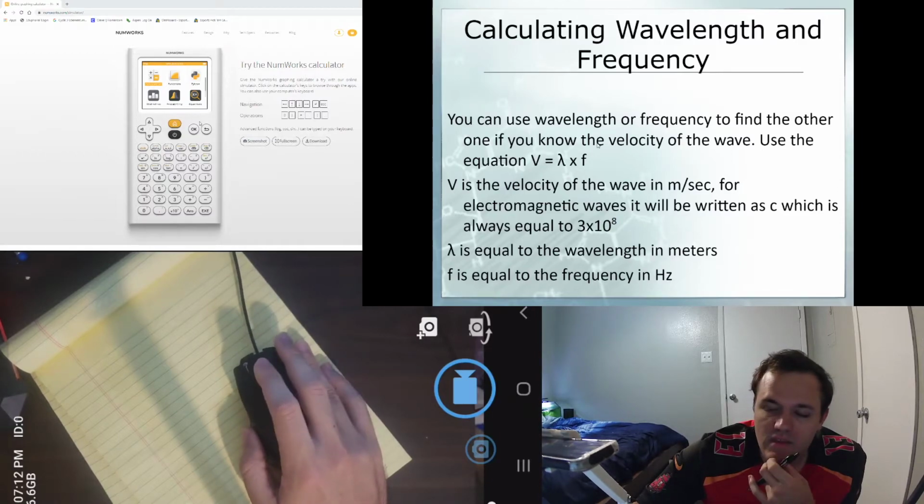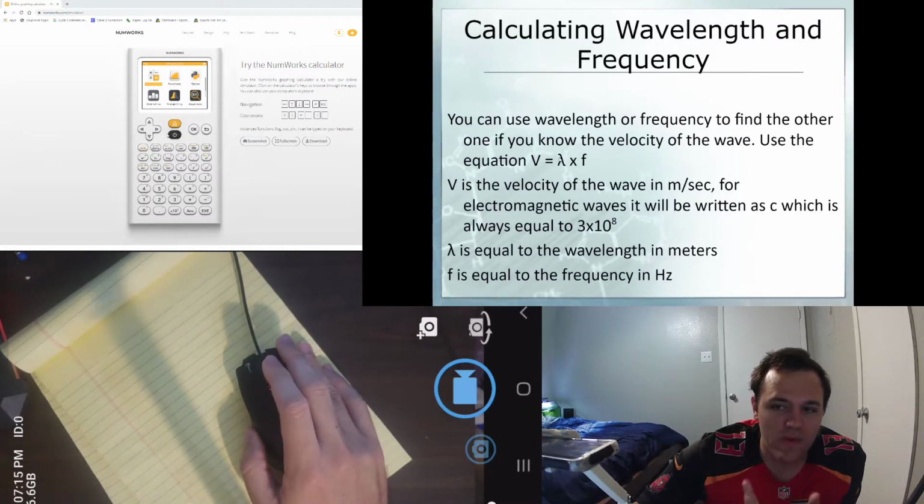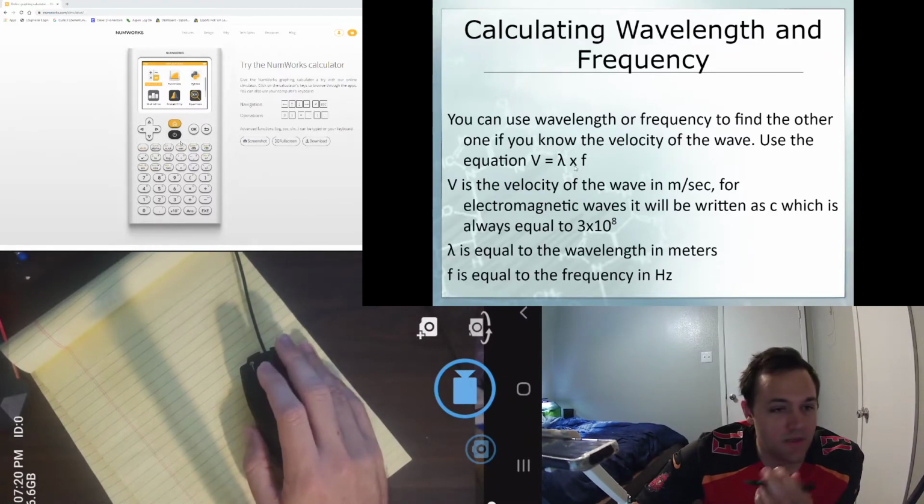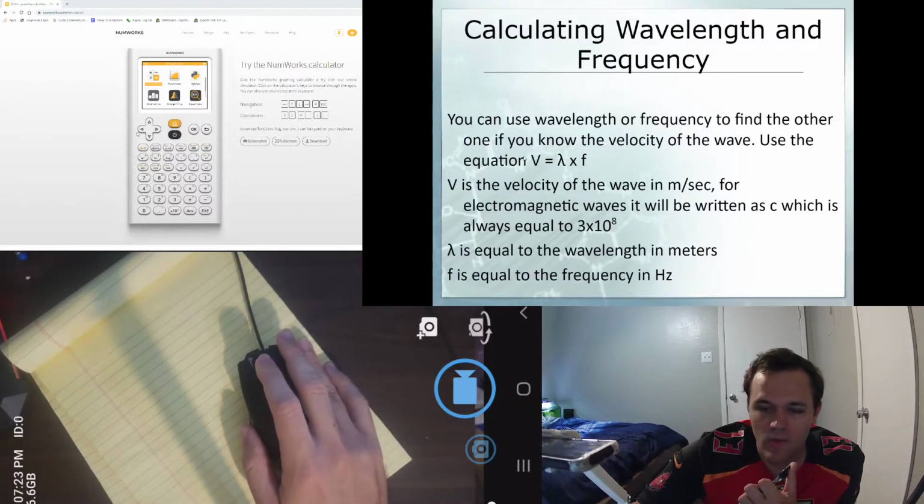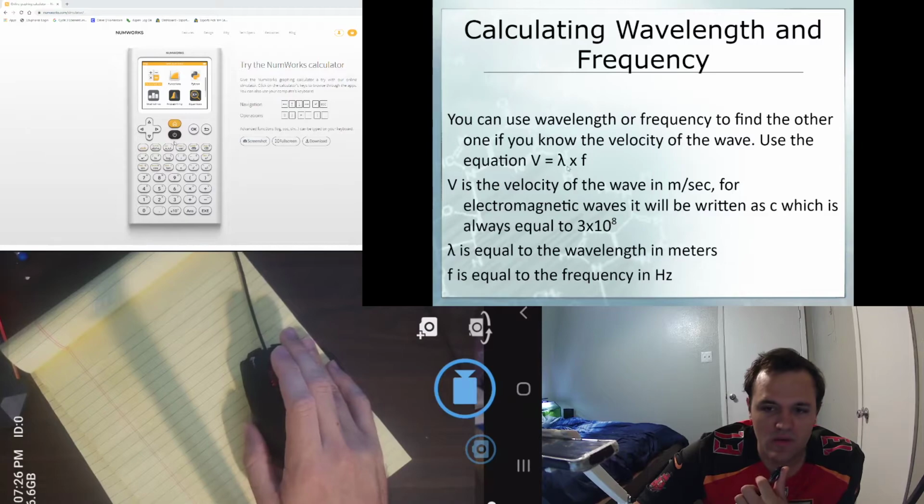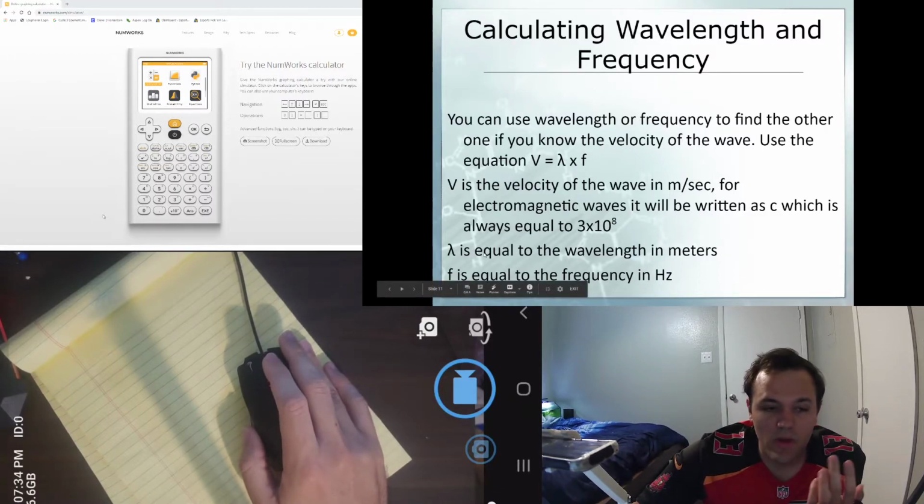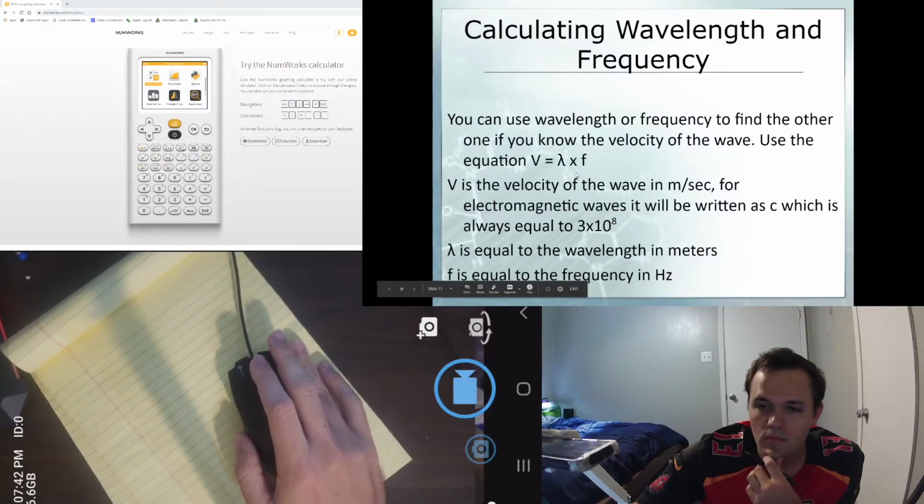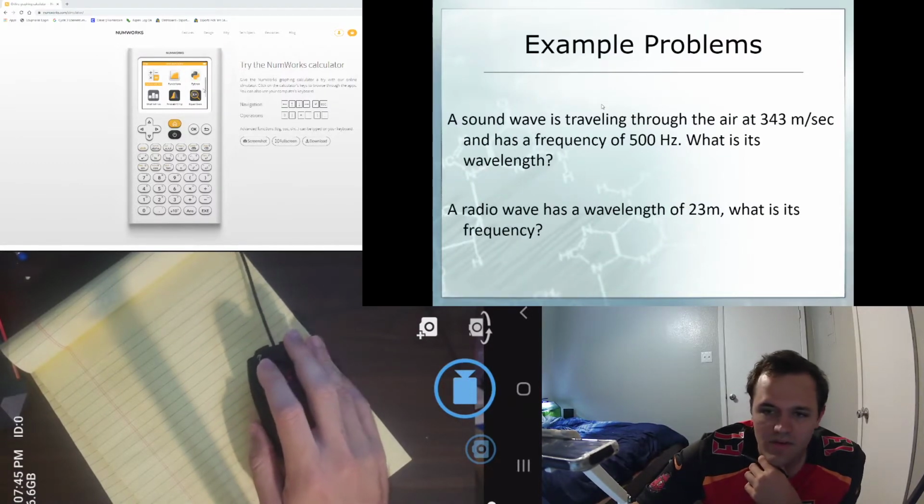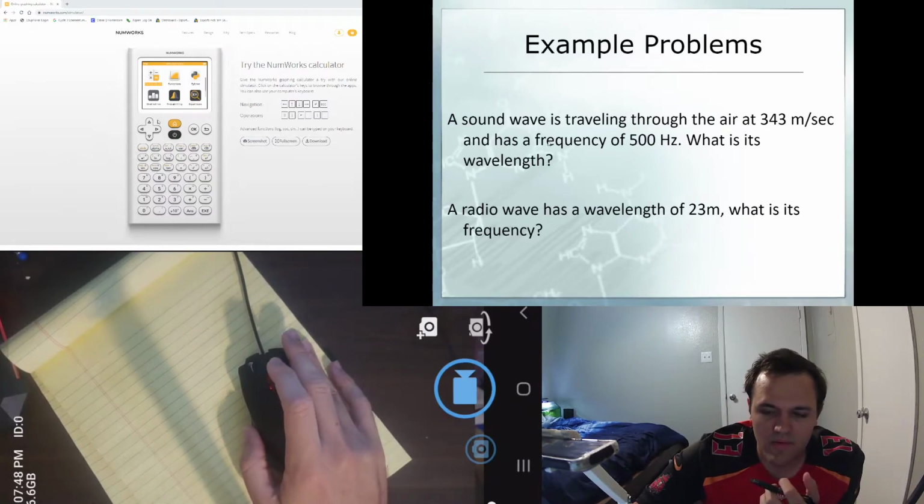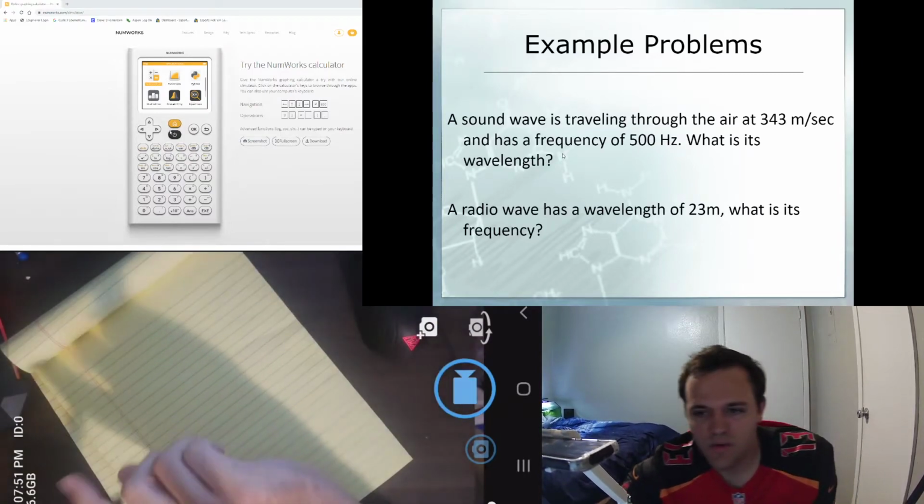All right, so we can use the velocity as well as either the wavelength or the frequency to find the other one, depending on which one we know and which one we don't. And the equation that we're going to use to do that is this, where v is equal to, this symbol here is a Greek letter, it's called lambda. So we've got v equal to lambda times f. And lambda is the wavelength of the wave in meters. F is the frequency in hertz, or waves per second.